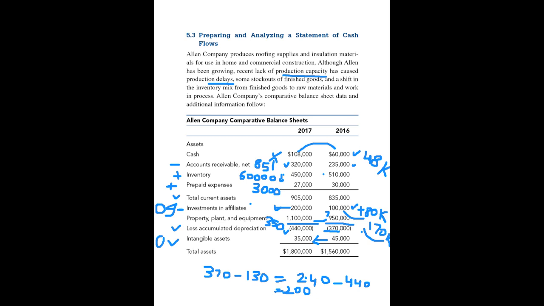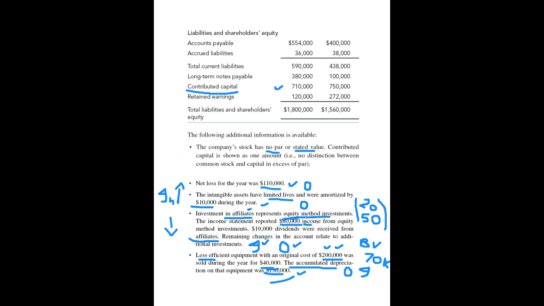Let's proceed towards our current assets, current liabilities and equity section. We have accounts payable. There was no information about the accounts payable in the notes. So it means that whatever the increase in accounts payable, it is because of non-payment for the purchases. If you see here, 400,000 was the opening balance, and the ending balance is 554,000. So there is an increase of 154,000, because we didn't pay this year for our purchases of 154,000.